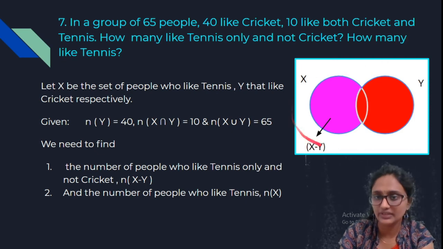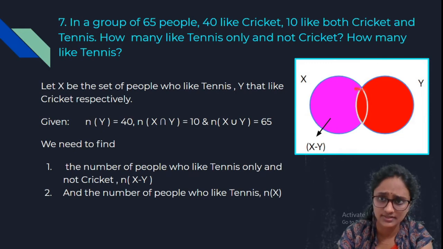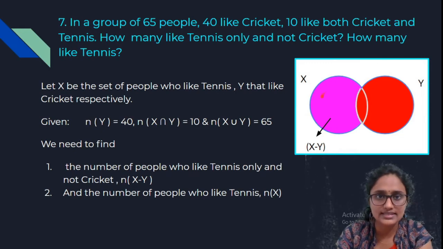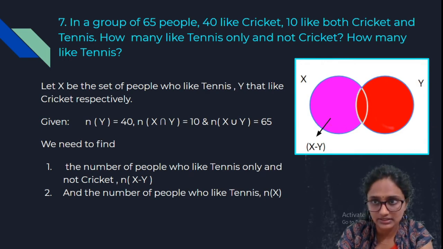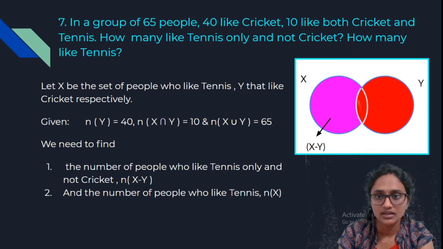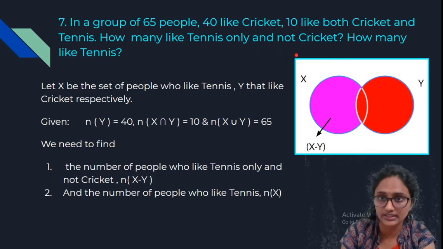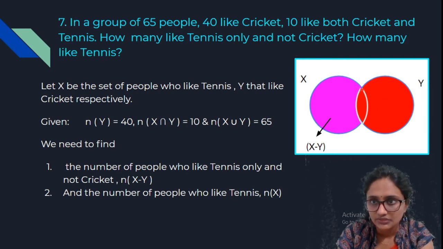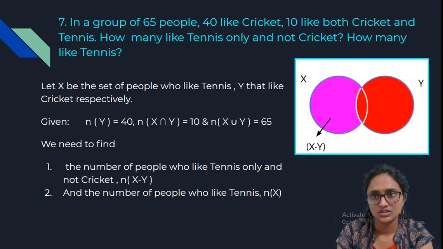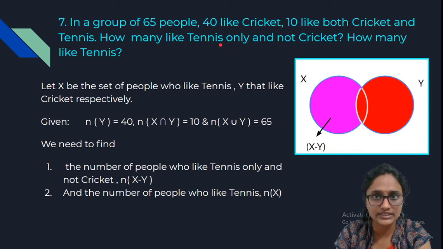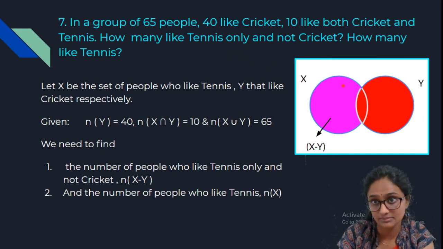So let's look into the Venn diagram. We have the set X, set Y and their intersection. X is the set of people who like tennis, and this set of people likes cricket. We need to find the number of people who like only tennis and not cricket. That is, the number of people belonging to this purple area, because the condition is that we need the people who like only tennis but not cricket.